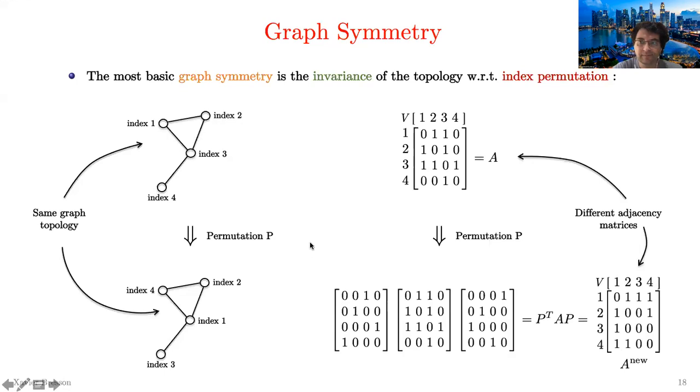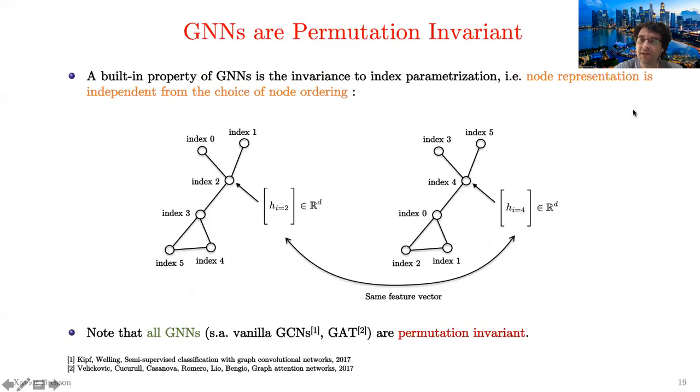One thing which is important to know is that all GNNs, you can take GCN by Thomas Kipf and Max Welling, you can take graph attention network by Petar Velickovic and Yoshua Bengio and their co-authors, are all permutation invariant. What I mean by that is, if you look at this graph with this indexing of the nodes, then the feature vector for this node here will be the same here. Here I just changed the indexing of the nodes. I don't change the topology.